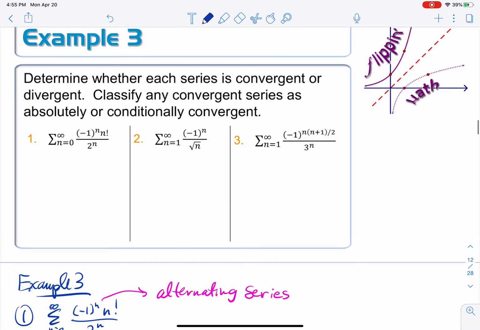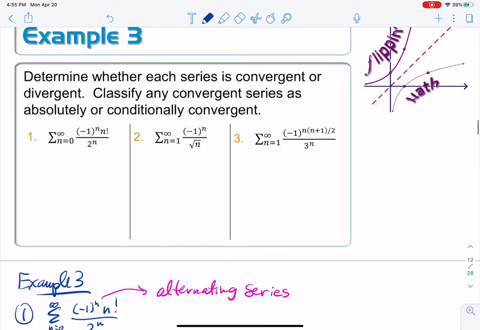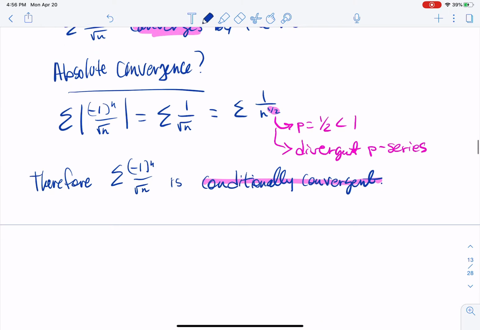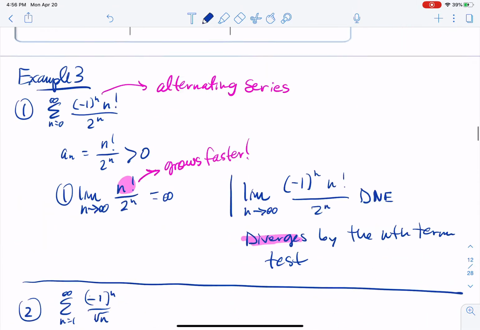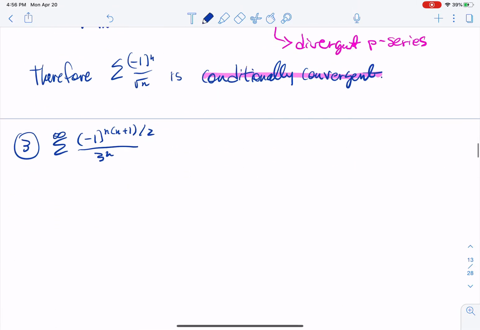All right, hopefully I can remember this. Number 3: the sum of negative 1 to the n times n plus 1 divided by 2, over 3 to the n. I don't know, does it start with 1 or does it start with 0? 1, okay.